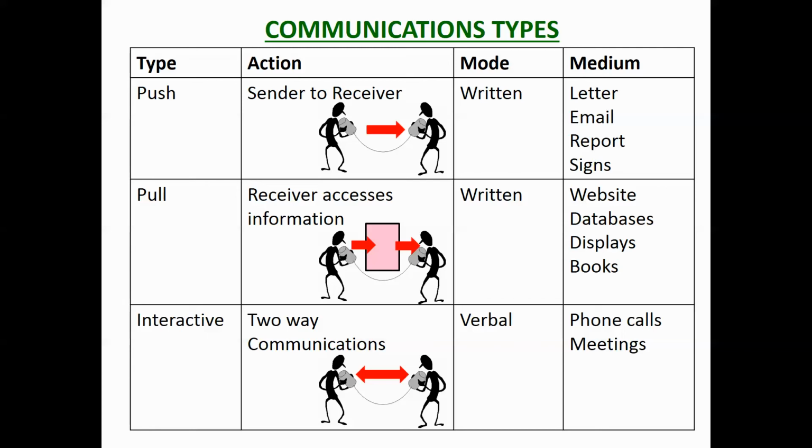And then there's interactive two-way communication, which is verbal, or if you're on a chat line, it could be written as well. So phone calls, meetings, and obviously nowadays chat, or texting someone if you're having a text conversation. So those things can all be interactive. Those are the types of communication, and you should be using all three of them according to the requirements of the project.